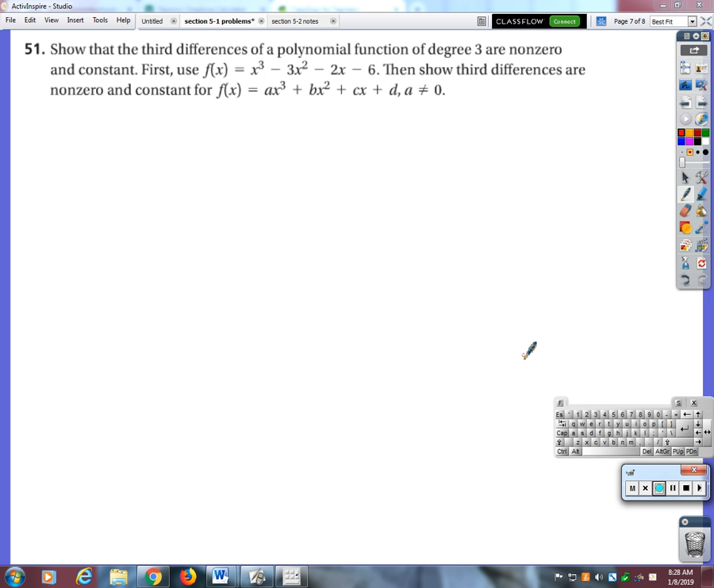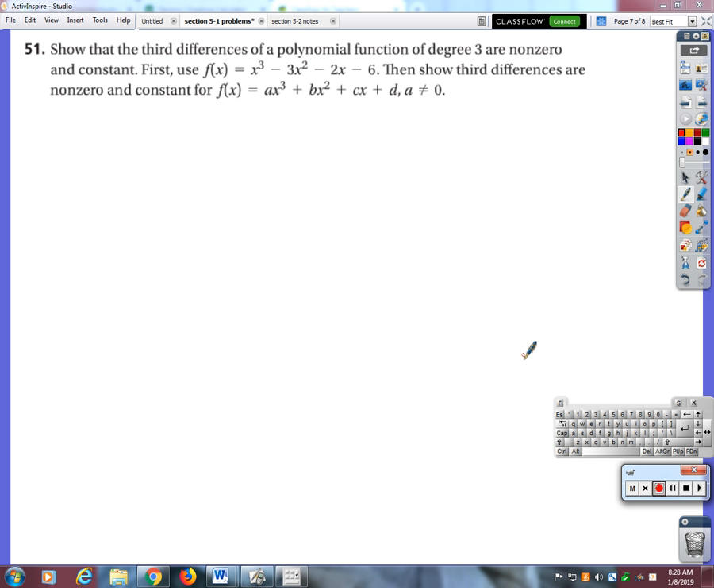The first thing we're going to do is use a regular cubic equation that they gave us to make a table of values and then show that the third differences are the same. And then the second thing that we're going to do is take the general cubic function and show that those third differences are the same. So we're going to prove that it's true for any one, not just a specific one. Well, let's do the specific one first.